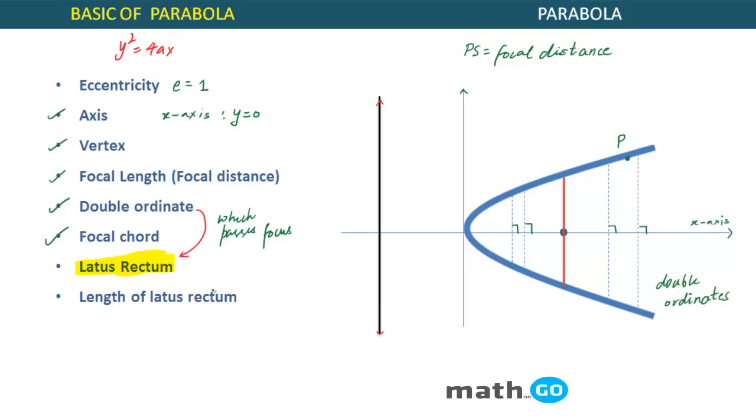And the length of the latus rectum, that means this, let's say if this is A and this is B, so this AB is known as the length of LR. I will say LR from now onwards. So AB is the length of the latus rectum, which we will derive later on, is 4a for this standard parabola, right? So these are the basic things that you should know about the parabola.